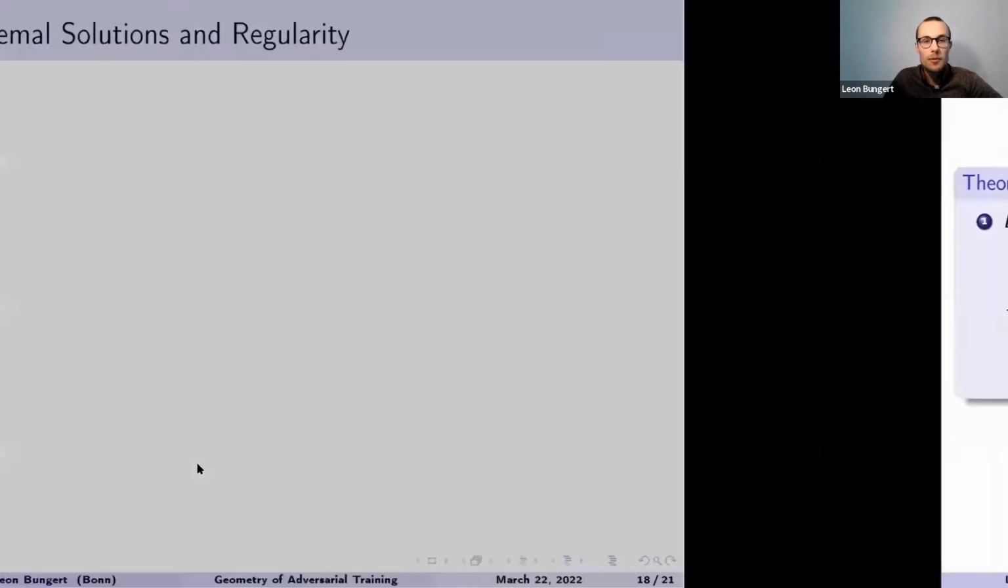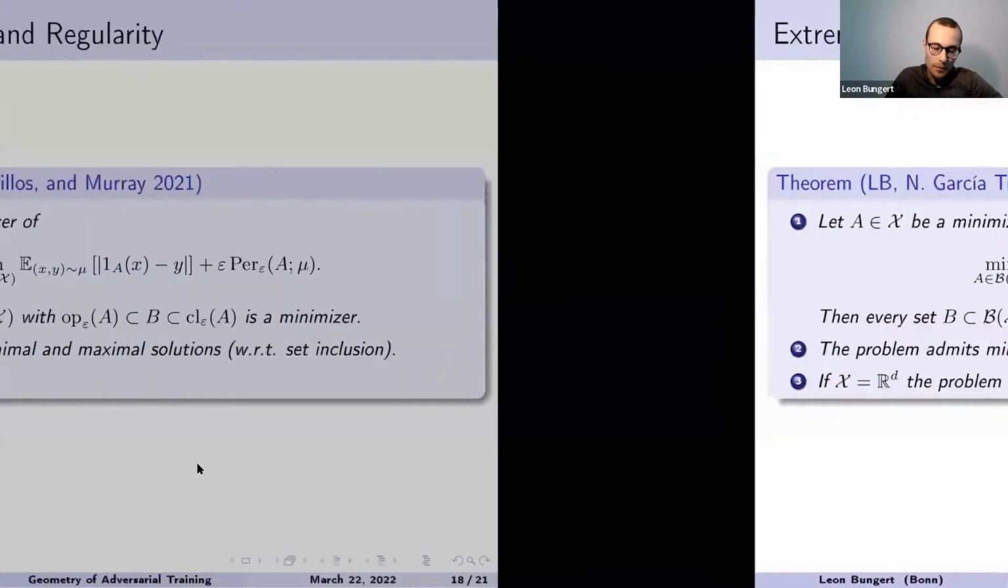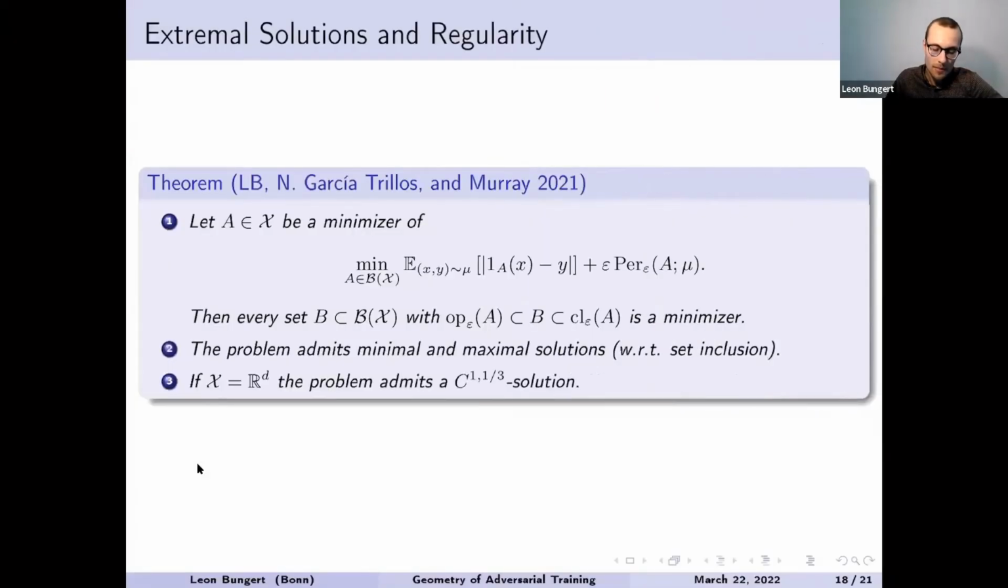Anyhow, what we could prove here, let me jump over this a little bit more quickly, is that whenever you have a solution to the problem, any set B which is between the opening and the closing is also a solution. So we don't have uniqueness, but you can construct competitive solutions. And you can also prove existence of maximal and minimal solutions with respect to set inclusion. And in addition, we can also prove some regularity, namely that you can construct a Hölder continuous set.